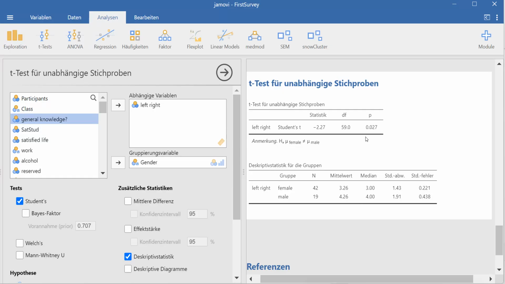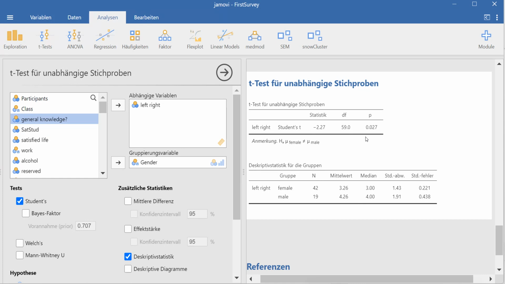So in the exam or in a research report, you would have to write a sentence like, we have observed in our sample a difference between men and women in their political attitudes. Women are at 3.26, men are at 4.26. The p-value is 0.027. Therefore, this difference is significant, and we can consider our alternative or our research hypothesis to be proven.